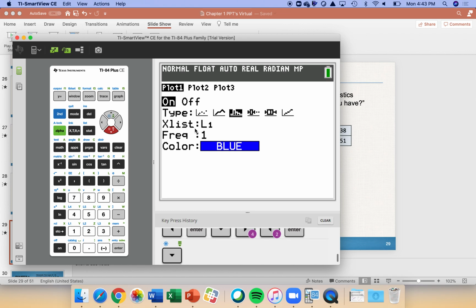You all probably put your data into list 1. So therefore, this should say list 1. If you didn't put it into list 1, let's say you put it into L2, then this should say L2 or L3. So wherever you put your data, that's what this should say. It's asking where is your list. Your frequency should be 1. Okay? And then you hit graph.